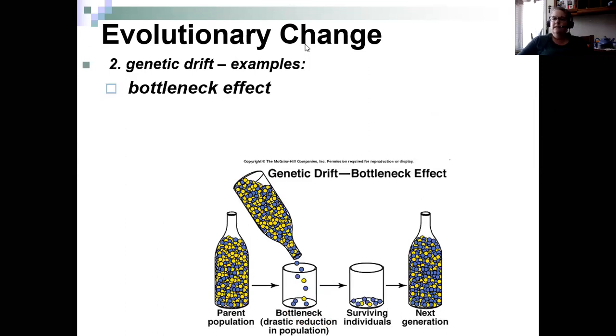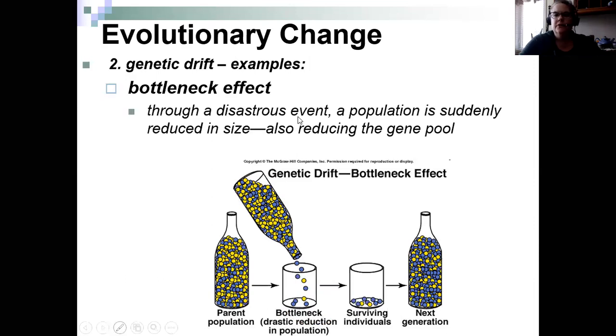Different textbooks have different examples of this. One example is our elephant seals. We had thousands and thousands of them, and then we hunted them until we had like 20 left. Okay. Well, let's think about what that impact is. Disastrous event, population suddenly is just reduced in size. We've done this to our sea otters. We've done this to other creatures, right? So it's suddenly reduced in size.